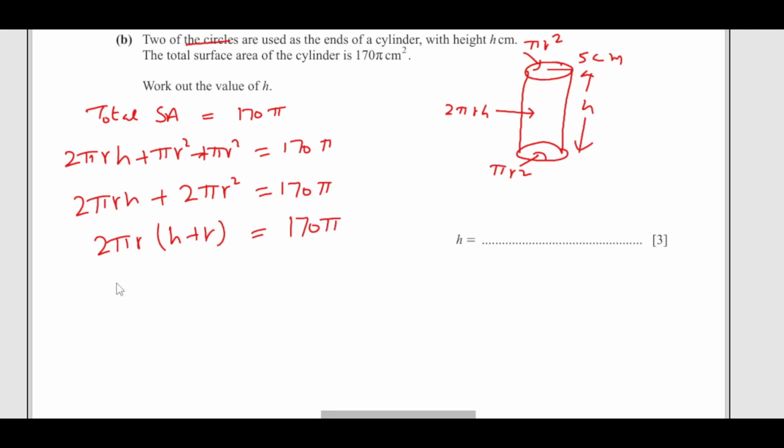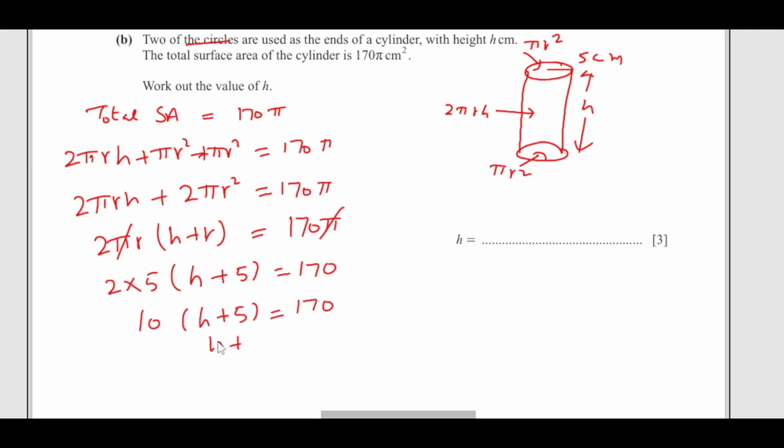So now this pi and pi get cancelled because that is outside, and the radius we have is 5, and the height we are going to find out. Just substitute the value of the radius. So this is 10 times h plus 5 equals 170. So h plus 5 is equal to 170 divided by 10, that makes 17. So h is 17 minus 5, which is 12. So the height will be 12 centimeters, right?